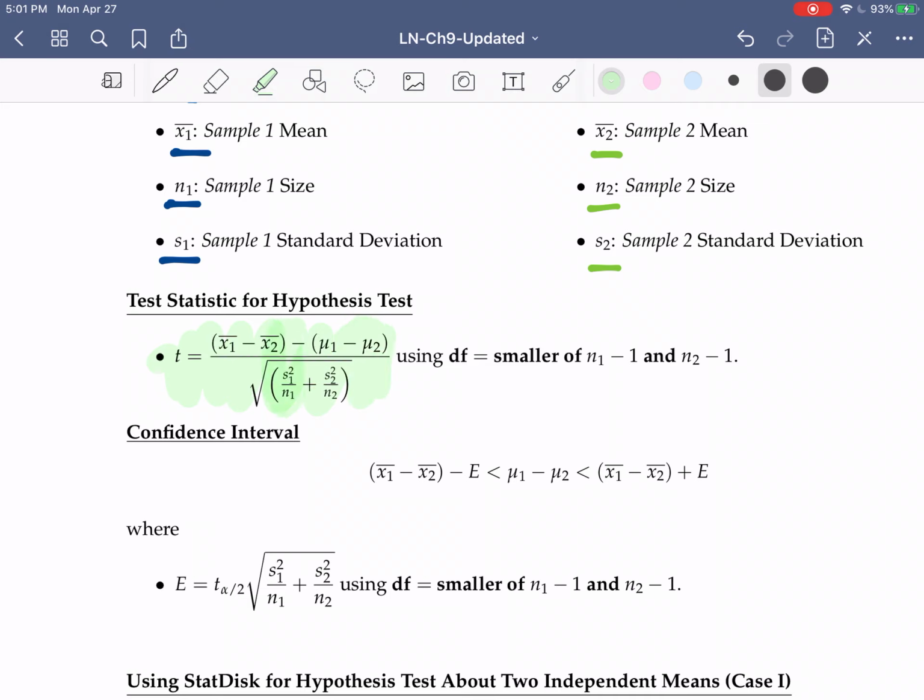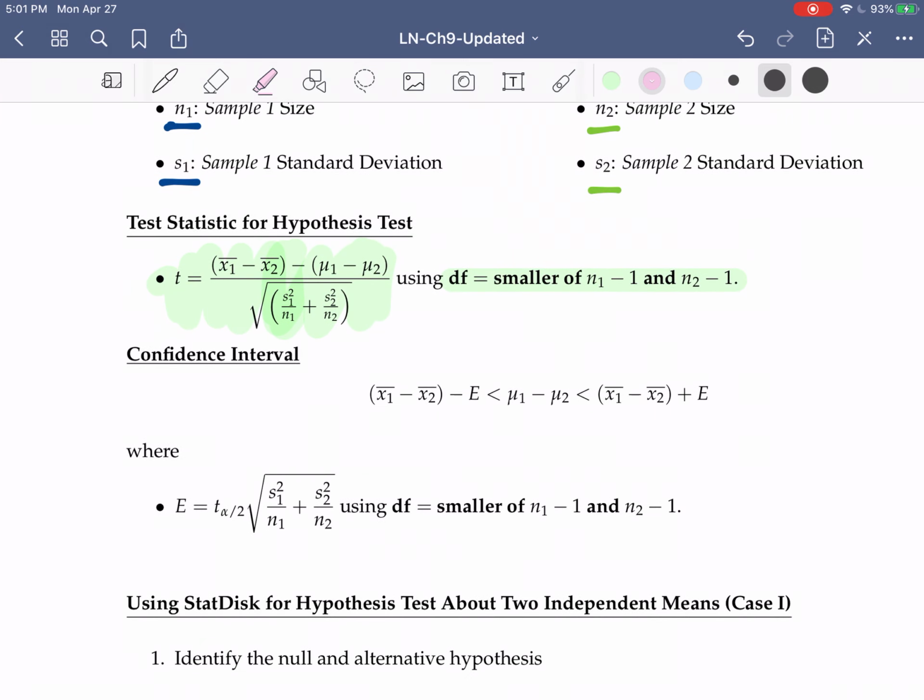The degrees of freedom is going to be either 1 less than n1 or 1 less than n2, whichever of those two values is smaller. That's something that will be easy to overlook when we start using StatDisk, but that is an important observation when we make these calculations. It's chosen a little bit differently than what we did in the previous chapters, where we always took 1 less than the sample size. It is the more restrictive of the two, so the smaller of those two values.